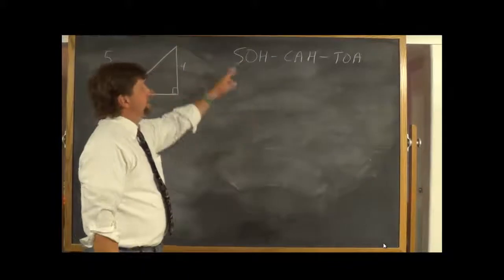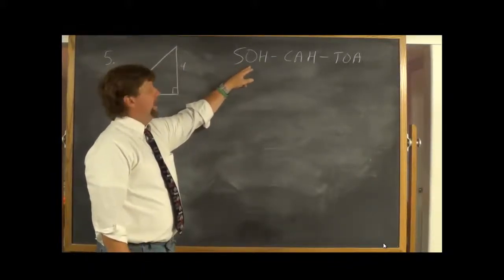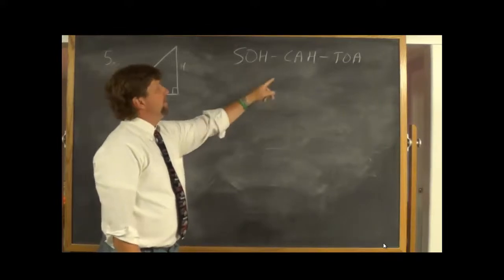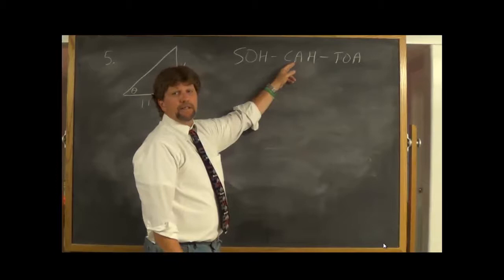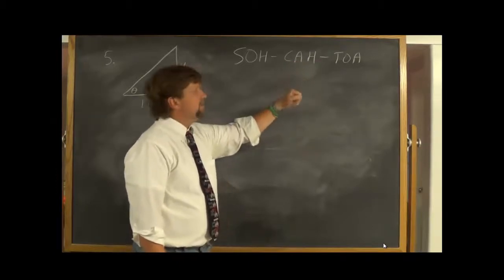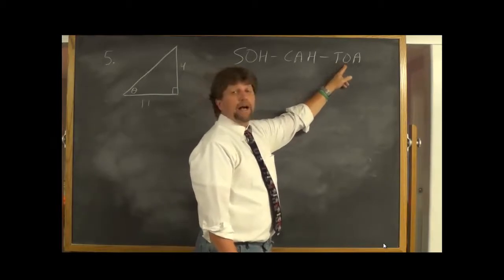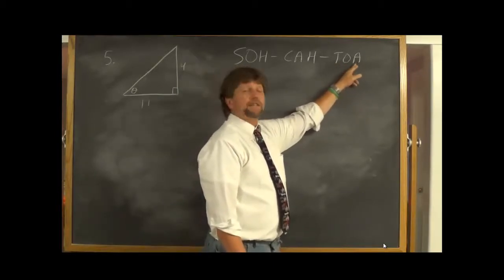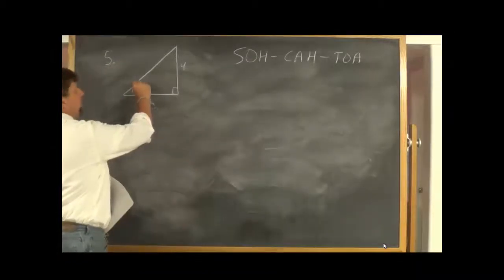The sine of an angle is equal to the side opposite the angle over the hypotenuse. The cosine of an angle is equal to the side adjacent to the angle over the hypotenuse. And then the tangent of an angle is equal to the side opposite the angle over the side adjacent to the angle. So here's our angle theta.